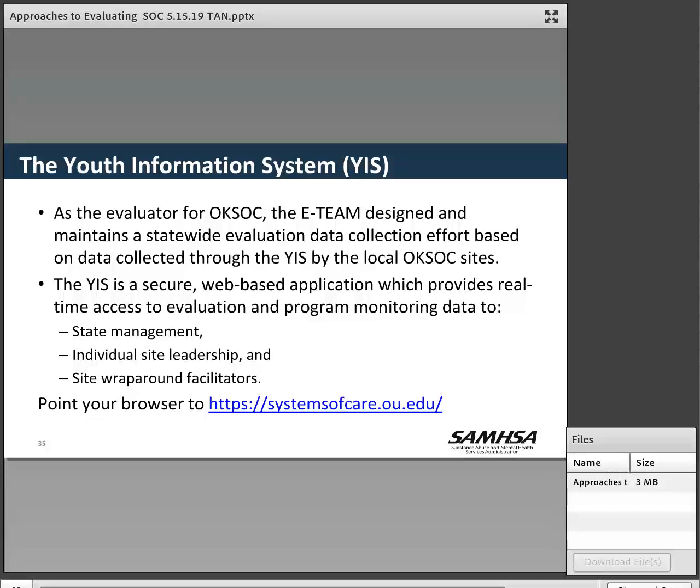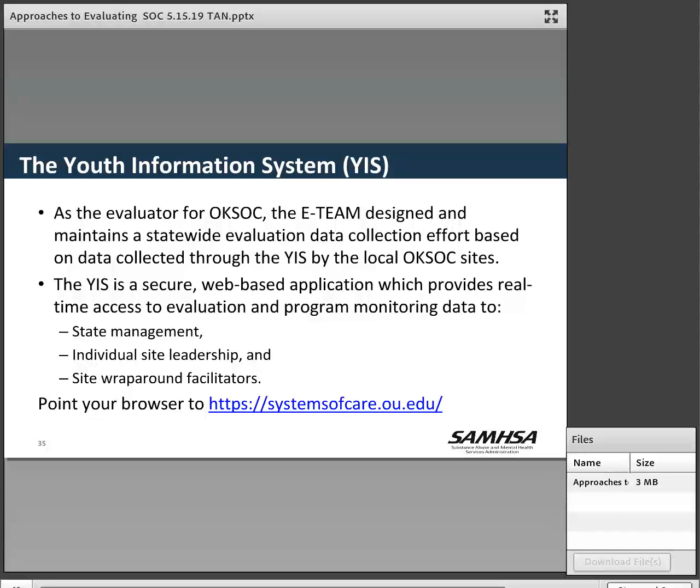The way that we do that, E-Team designed a statewide online database we call the Youth Information System. It's a secure web-based application that is HIPAA compliant, and sites can enter data in it whenever they want. It's continually available, and you can pull down reports at any time from that site as well.